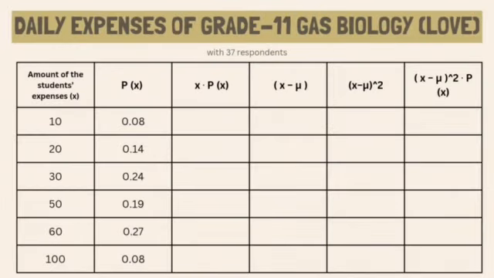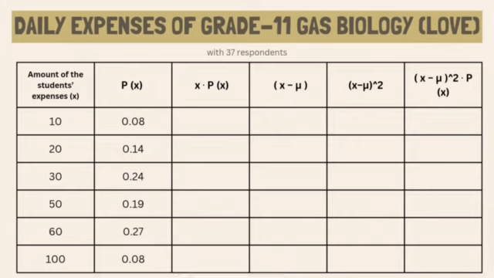So we have provided a table here named Daily Expenses of Grade 11 GAS Biology Students with 37 respondents. As you can see, we have 6 rows and 2 rows are already provided with the information or data. We have the amount of the student's expenses, which is represented by X, and the P of X. In our amount of the student's expenses, we have the numbers 10, 20, 30, 50, 60, and 100. Each of those numbers has a corresponding number in the P of X, or the probability.